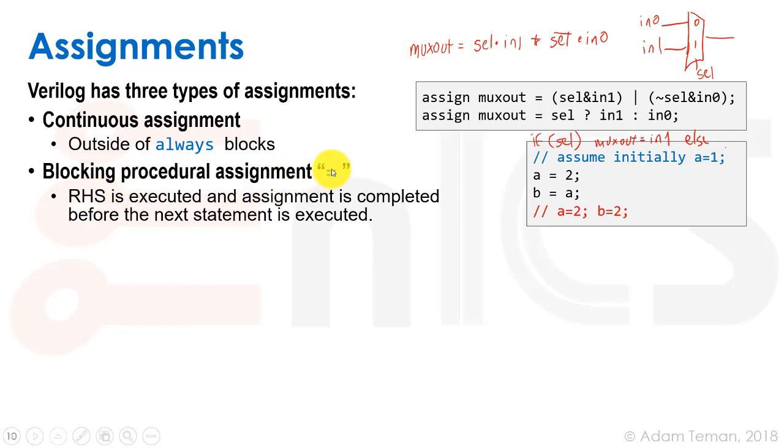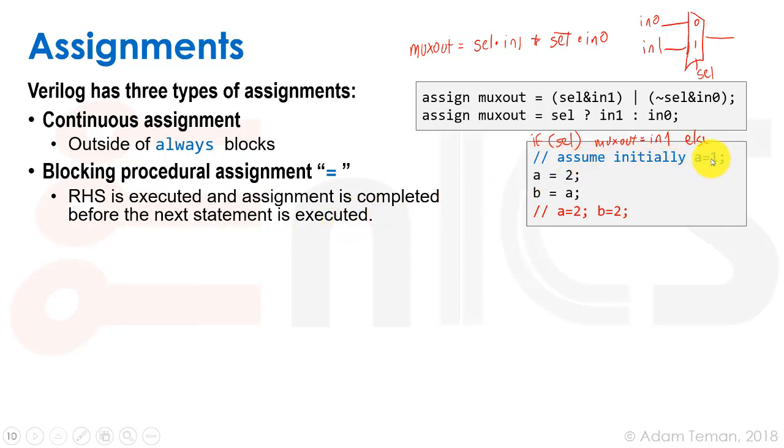So in an equals assignment, we're actually going back to a sequential type of programming language, a standard programming language, or what we call blocking, because whatever the equals is here, it blocks whatever happens after it. So the right-hand side is executed, and the assignment is completed before the next statement is executed. So I have a comment here.